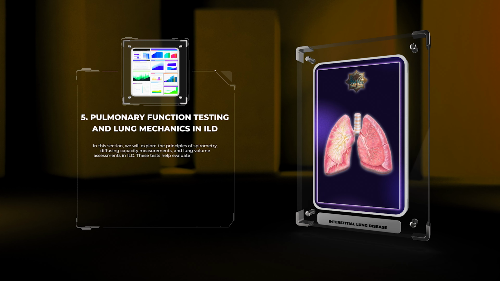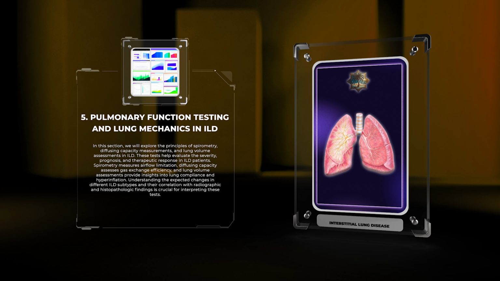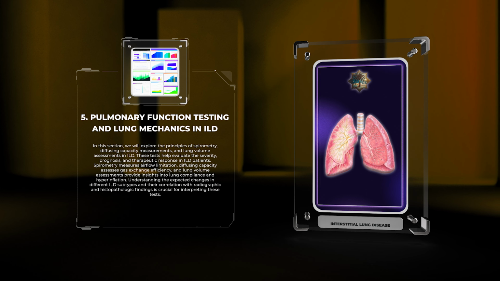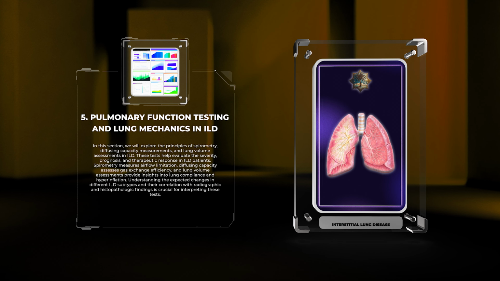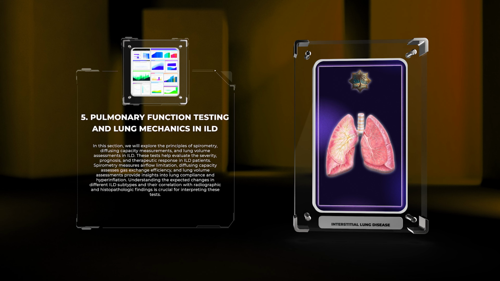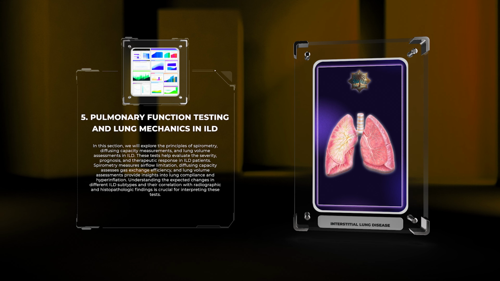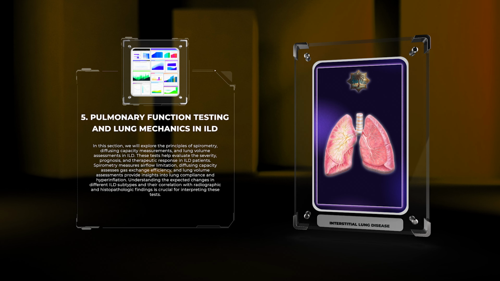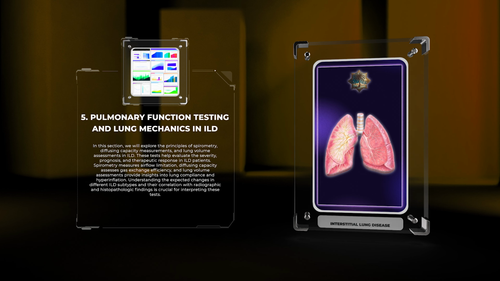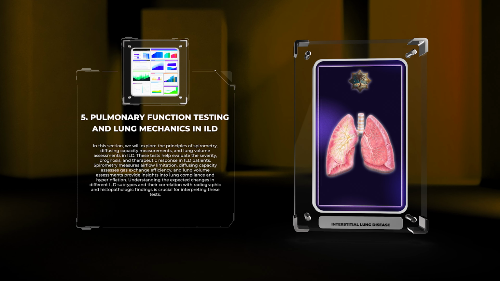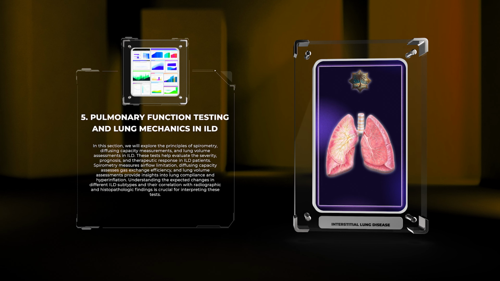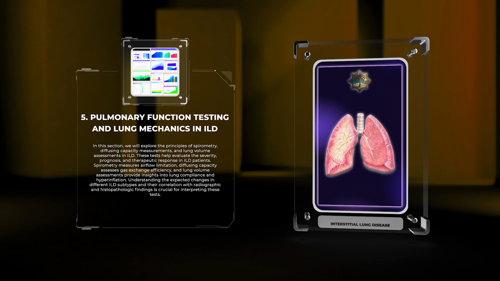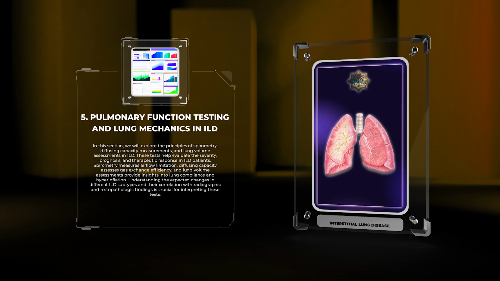In this section, we will explore the principles of spirometry, diffusing capacity measurements, and lung volume assessments in ILD. These tests help evaluate the severity, prognosis, and therapeutic response in ILD patients. Spirometry measures airflow limitation, diffusing capacity assesses gas exchange efficiency, and lung volume assessments provide insights into lung compliance and hyperinflation.